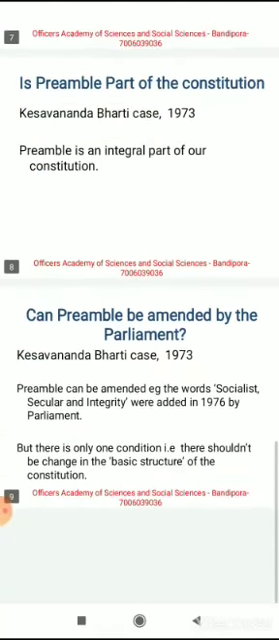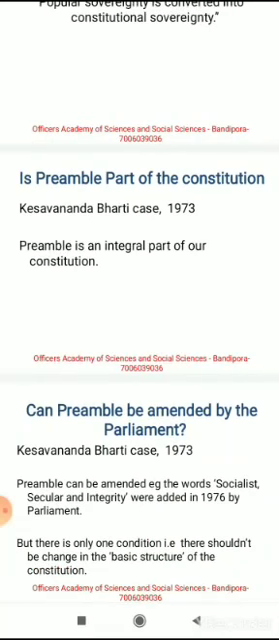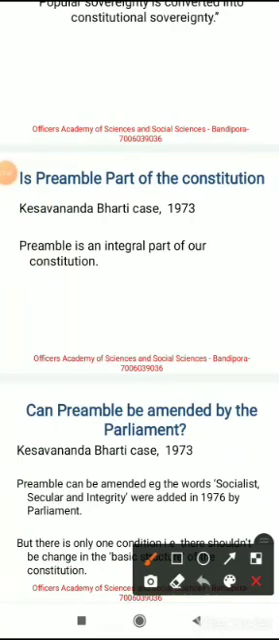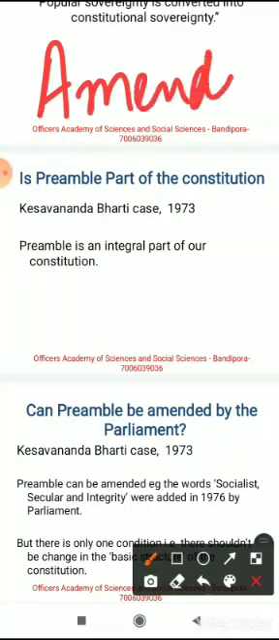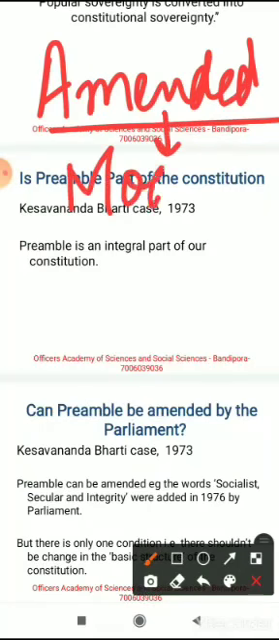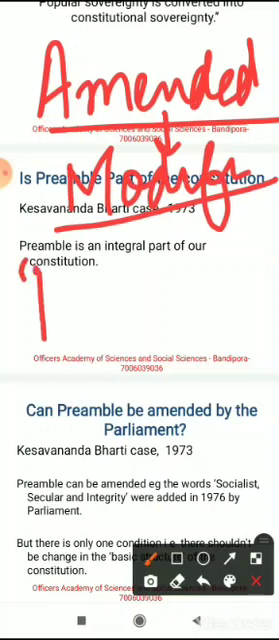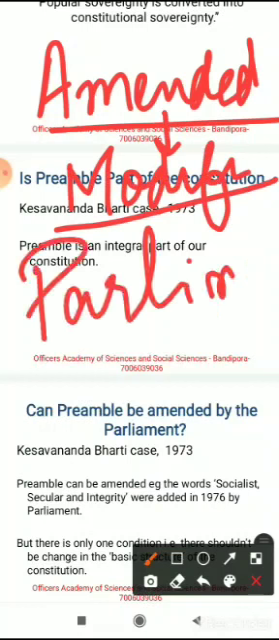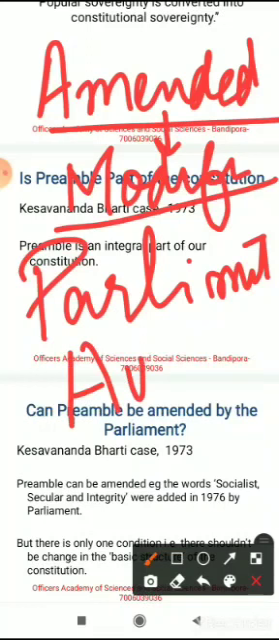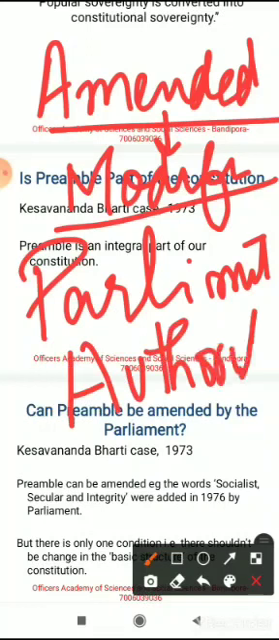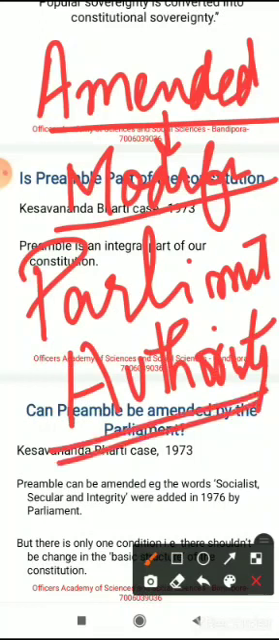After this, we shall discuss, can preamble be amended by parliament or not? Can preamble be amended or not? See, anything can be amended by the parliament. Amended means anything can be modified. Any part of the constitution can be modified by the parliament. Parliament has this right. Parliament has this authority because parliament has the members who are elected by the people. It means that parliament has the authority to change any part of the constitution. So preamble can be amended.